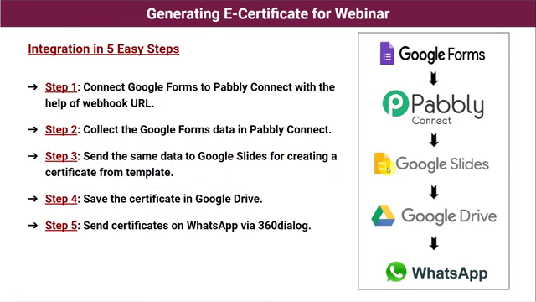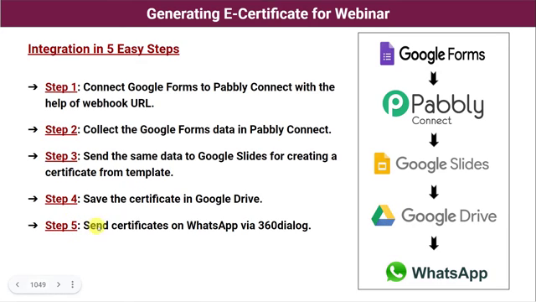So at step 3, whatever data Pabbly Connect has captured from Google Forms, the same data will be sent to Google Slides and a certificate will be created using a template. Step 4. Save the certificate in Google Drive. So the certificate which we have created in Google Slides will be saved into Google Drive.